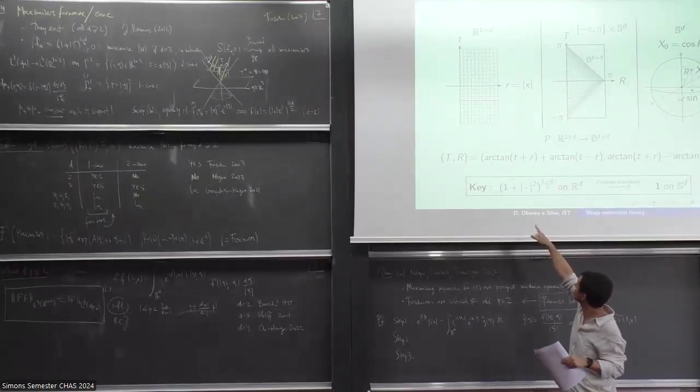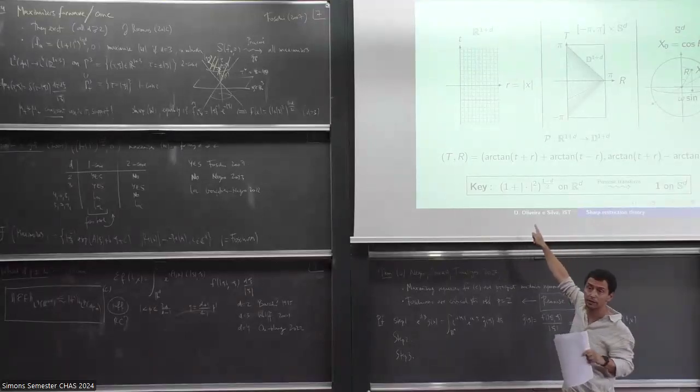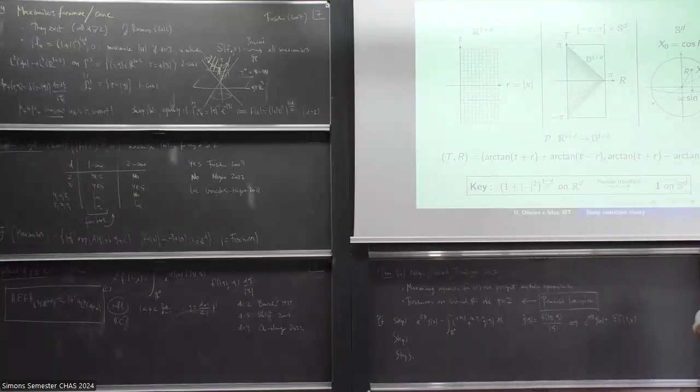Our candidate maximizer is this function. We know it's a maximizer when d equals 3. This is mapped via the Penrose transform, which takes functions on R^d and maps them to functions on S^d, on the sphere, to the constant function on the sphere.